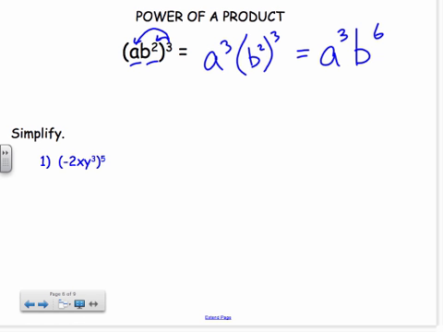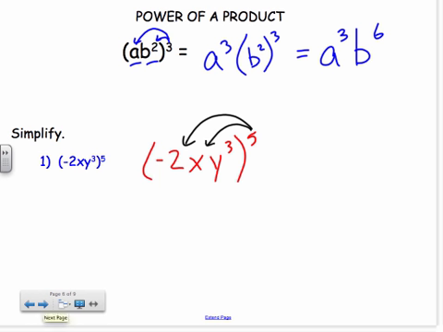So let's take a look at our example here. I'm going to write this just a little bit bigger. Negative 2 times x times y to the 3rd, all to the 5th power. And just like I said, just distributing this power to each part of that monomial. So I'm going to take negative 2 to the 5th. This is important that we have this negative 2 in parentheses, especially if you're going to type that into a calculator, because that will change the answer if our exponent is even. I will take x to the 5th, and I will take y to the 3rd to the 5th.